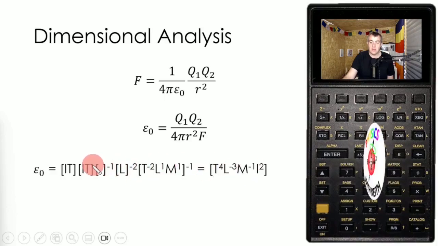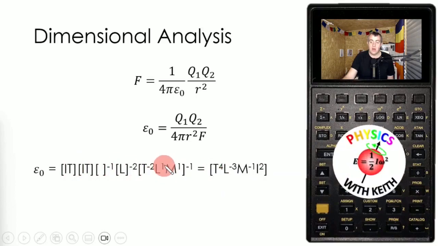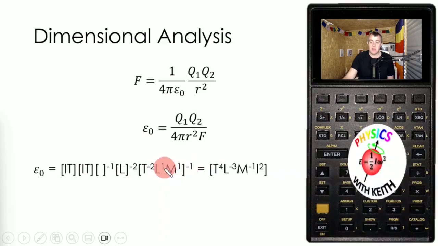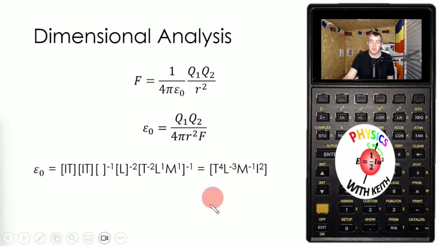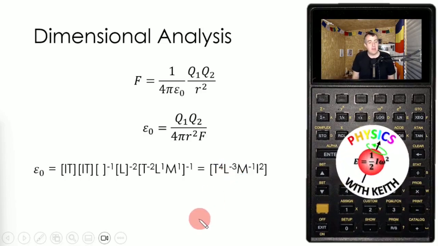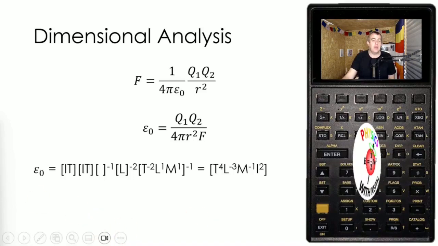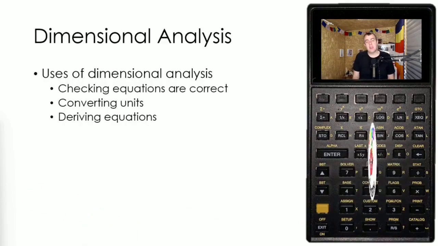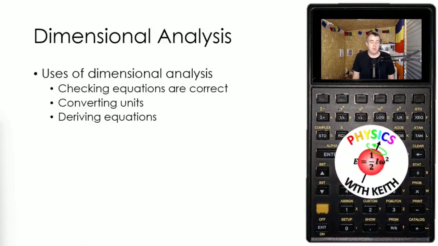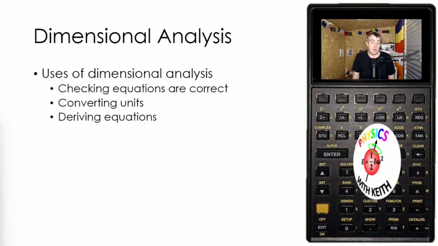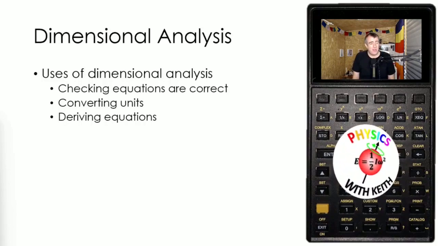T to the 2, t, and t is t to the 4. And L to the 1, that's actually to the -1, so that becomes L to the -1, and L to the -2, altogether L to the -3. So we now know the dimensions of epsilon naught. Now, why would we ever want to do that? Well, one way is to check equations are right. And that's an important thing to be able to do, especially if you're coming up with equations yourself or you're half remembering things.